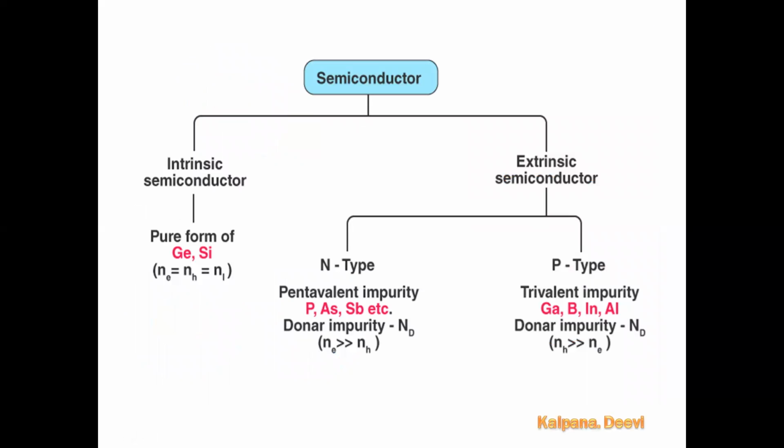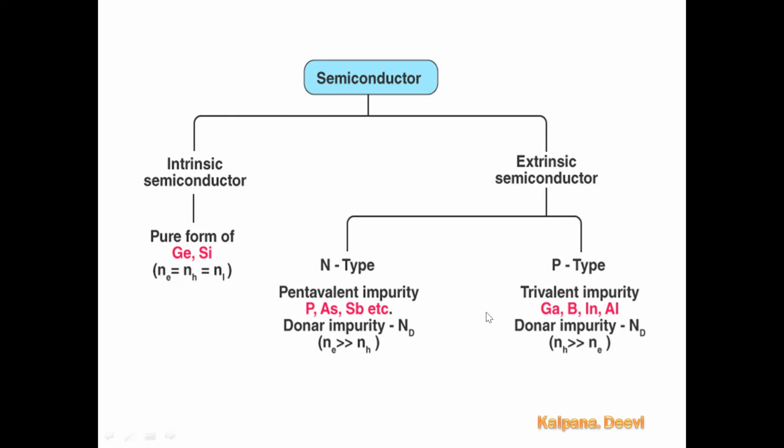Now the semiconductor, our today's topic. In this semiconductor, we have a small classification, that is, semiconductors are classified into two types: intrinsic semiconductor and extrinsic semiconductor. Intrinsic semiconductors are pure semiconductors and extrinsic are impure semiconductors. Intrinsic semiconductor examples are germanium and silicon, and extrinsic semiconductor is again classified into two types: N-type and P-type. This extrinsic semiconductor I will explain later.